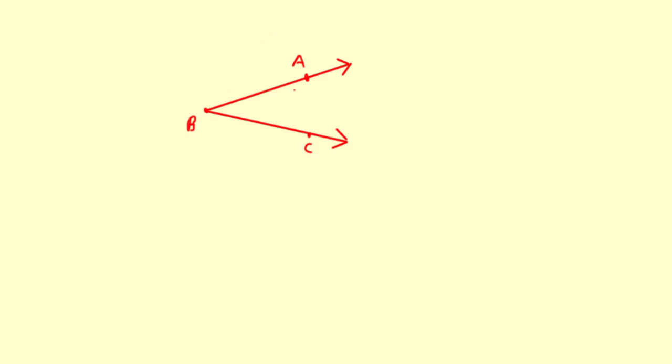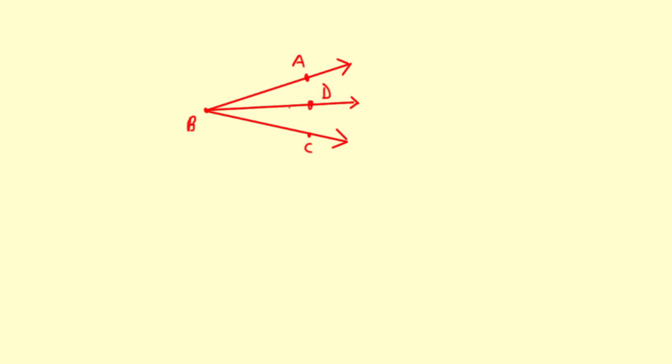And angles can be measured using a tool called a protractor, and the lesson shows how to do that. The other thing I want to talk about here is angle bisector. Now, an angle bisector divides an angle equally in half.